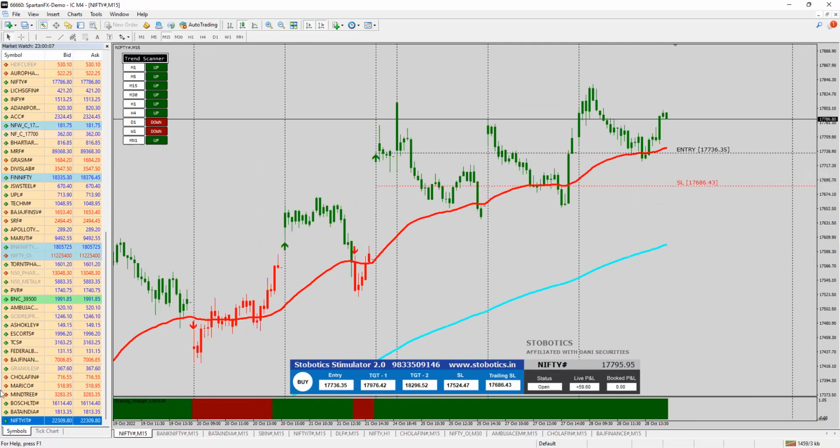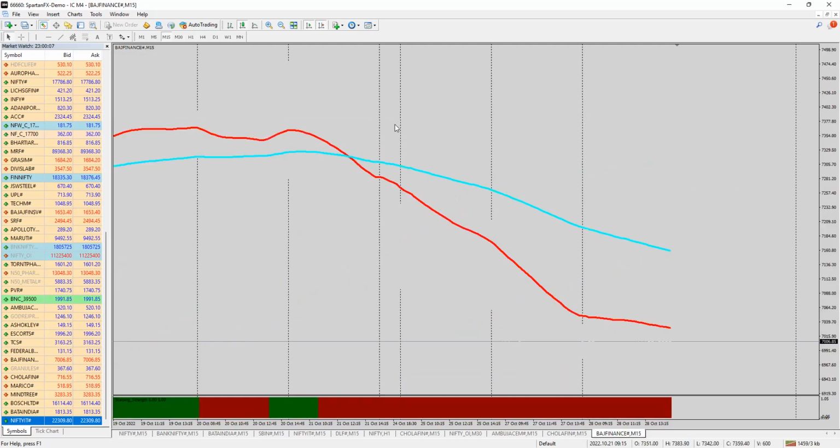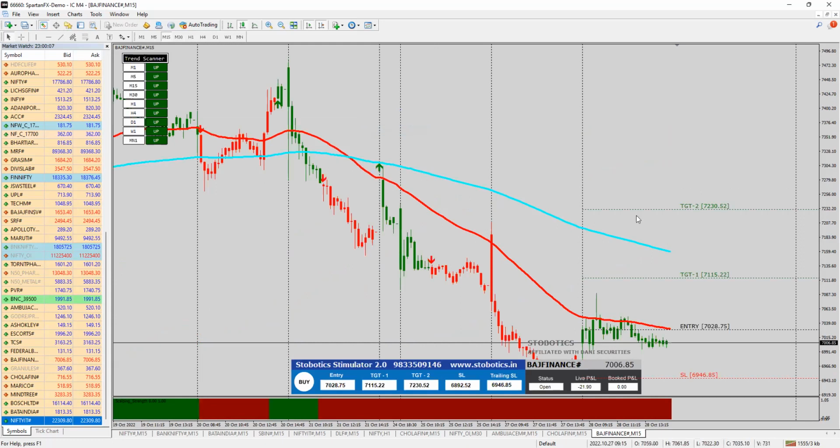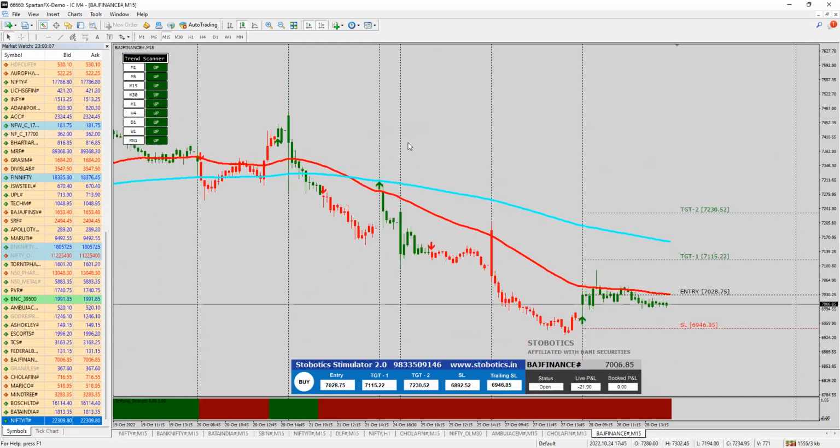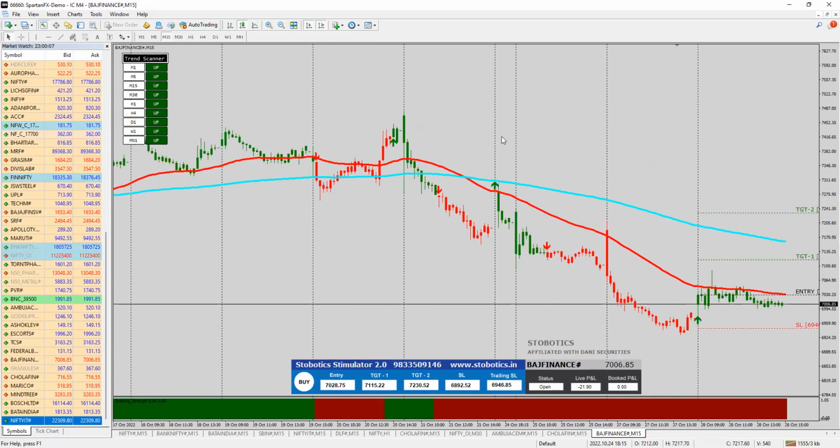So this was the one. Next is Bajaj Finance. Also works very nicely. People who are new should take note of this: which stock gives you a good amount of profit in the simulator. You see this, a very clean and neat trade. There is nothing to hurry, and it is a very neat trade.